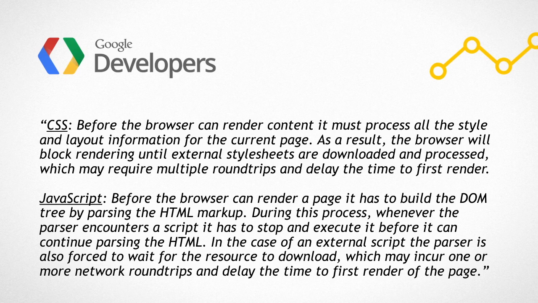For JavaScript files, before the browser can render a page, it has to build a document object model tree by parsing the HTML markup. During this process, whenever the parser encounters a script, it has to stop and execute it before it can continue parsing the HTML. In the case of an external script, the parser is also forced to wait for the resource to download, which may incur one or more network round trips and delay the time to first render of the page.